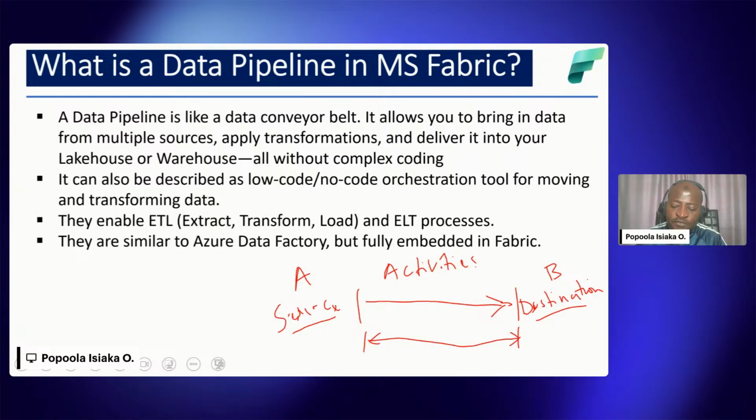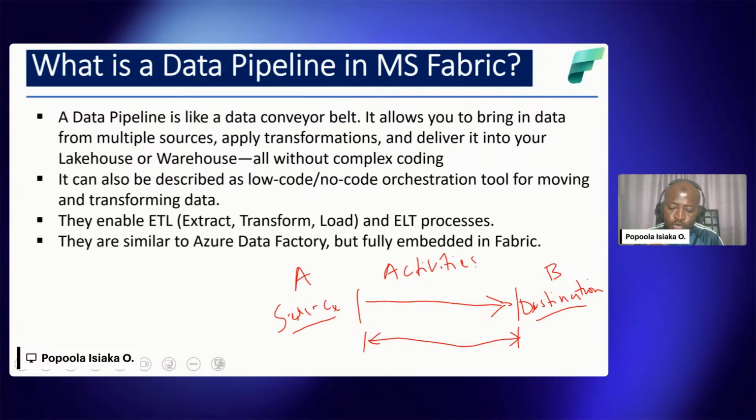So we move data from different sources, and then we move it to a unified platform for solving business issues, solving business case challenges. It can also be described as a low code, no code orchestration tool for moving and transforming data.